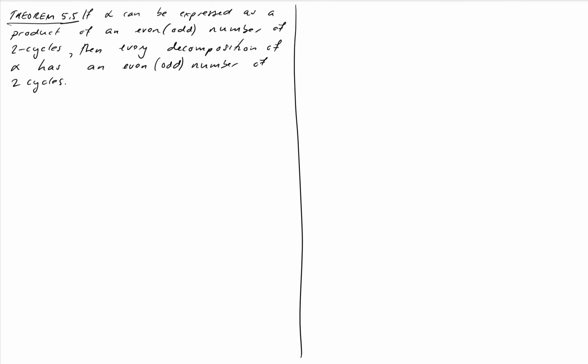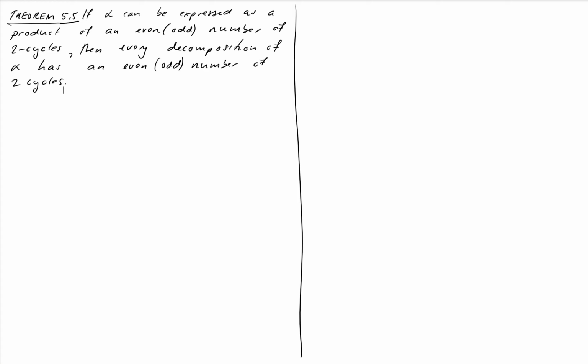And that brings us to the main theorem, which says that if alpha can be expressed as a product of an even number of 2-cycles, then every decomposition of alpha also has an even number of 2-cycles. So if one way of expressing it as a number of 2-cycles is even, then no matter what other way you come up with of writing it down as a product of 2-cycles, it will always be even.